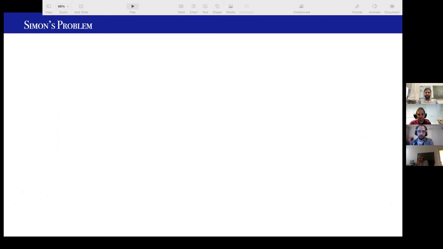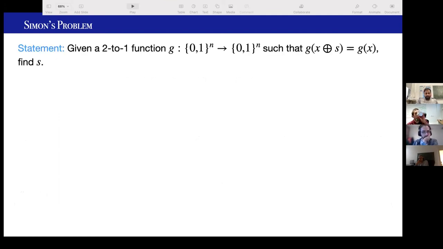So I'll just introduce it again because everybody knows about it. I will introduce Simon's problem and the algorithm for it. Simon's problem is that you are given a 2-to-1 function g from n-size strings to n-size strings, such that g(x plus s) equals g(x). So it's a 2-to-1 function, but it has periodicity as well. And the goal is to find s. So this is Simon's problem, and it can be very easily solved by this. So you start from n qubits here and n more here.